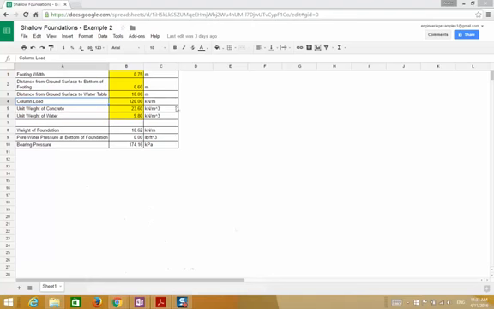I also made a spreadsheet. I'll post this on the website at engineeringexamples.net. Everything in yellow is input, everything else is output.